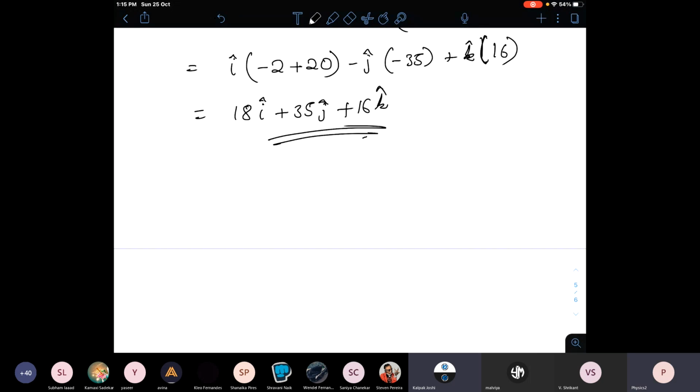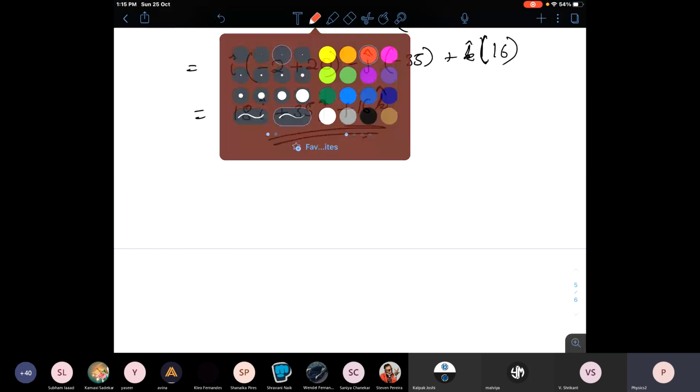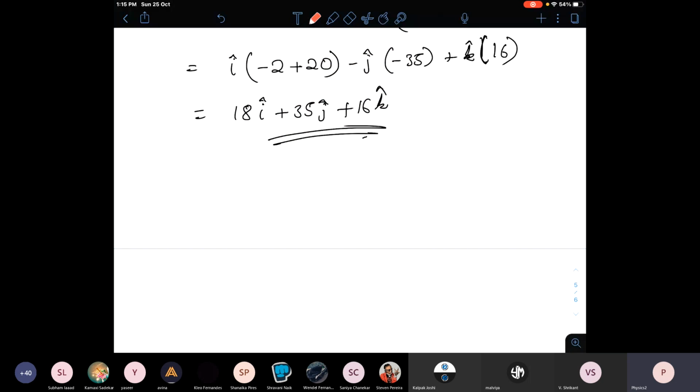Okay. So this was the basics of cross product. This is how we calculate and determine cross products. Now a few important points regarding the products, dot product or cross product. You can just write it as a note like this.